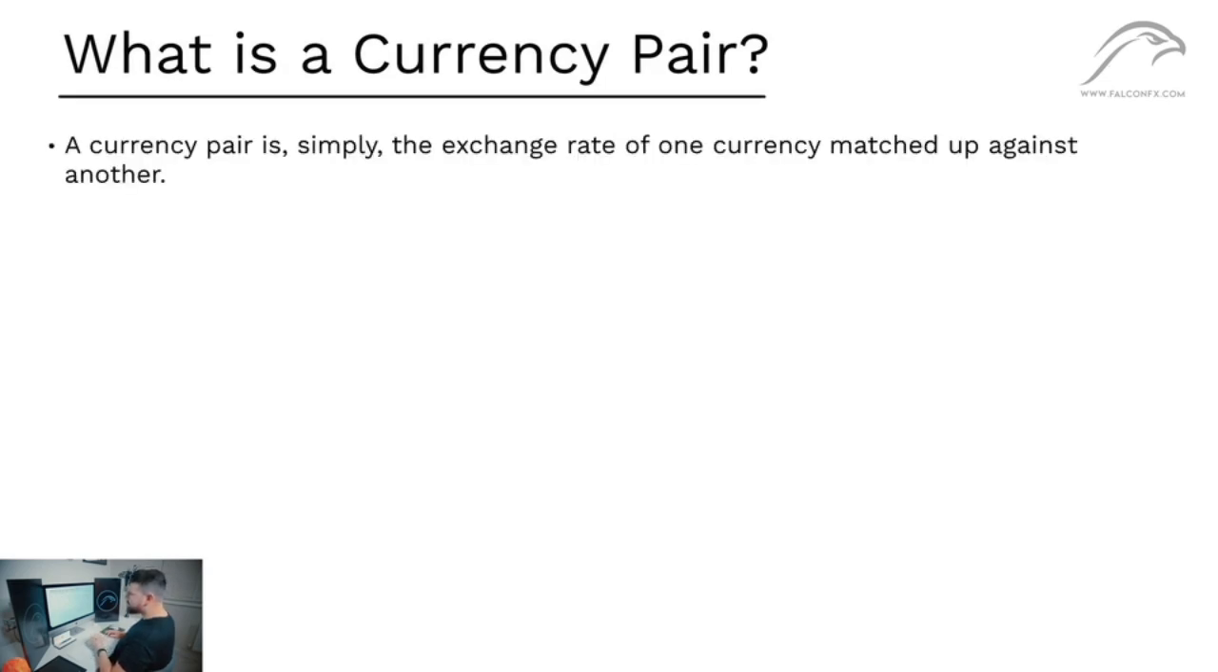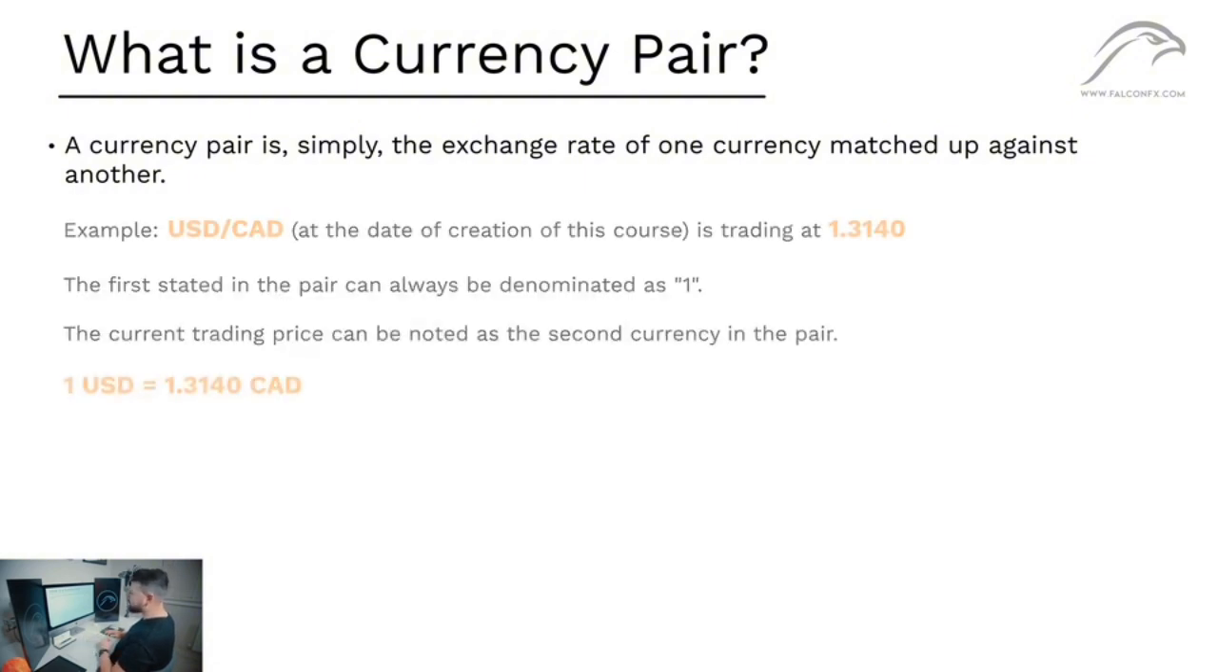Well, essentially a currency pair is simply the exchange rate of one currency matched against another one. So as you can see previously, we had them matched up against each other. If we look at USD CAD for an example, USD CAD is currently trading at 1.3140. The first currency stated in this pair can always be denominated as 1. The current trading price can always be noted as the second currency in this pair. So for example, $1 equals 1.3140 CAD.